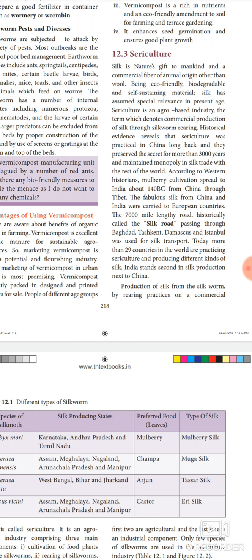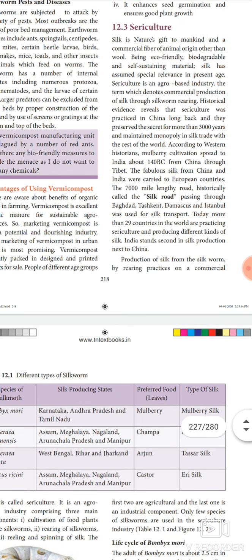Why did they name it the Silk Road? Because only through this route they carried the silk. The silk transport was carried on this road only, so they called it the Silk Road.